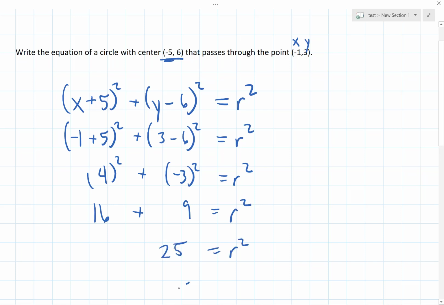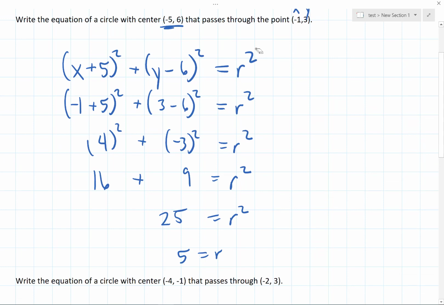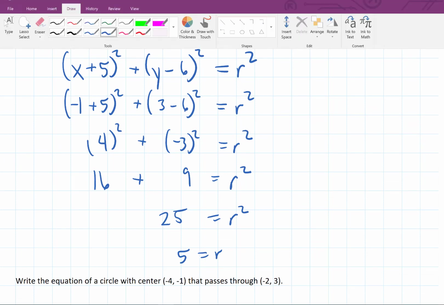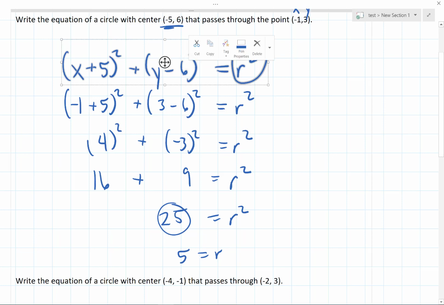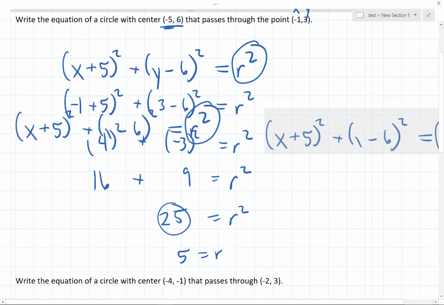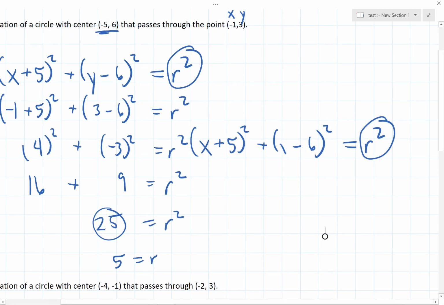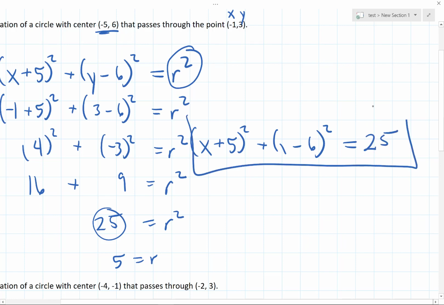And that's really all I need. I could go farther, take the square root, and say r is 5. But notice what I want is r squared. So if I simply replace that r squared with 25, I'll have the equation of my circle. So my final equation is going to be this thing. But instead of writing the r squared, I'm going to write what it equals, which is 25. And there it is. Looking good?